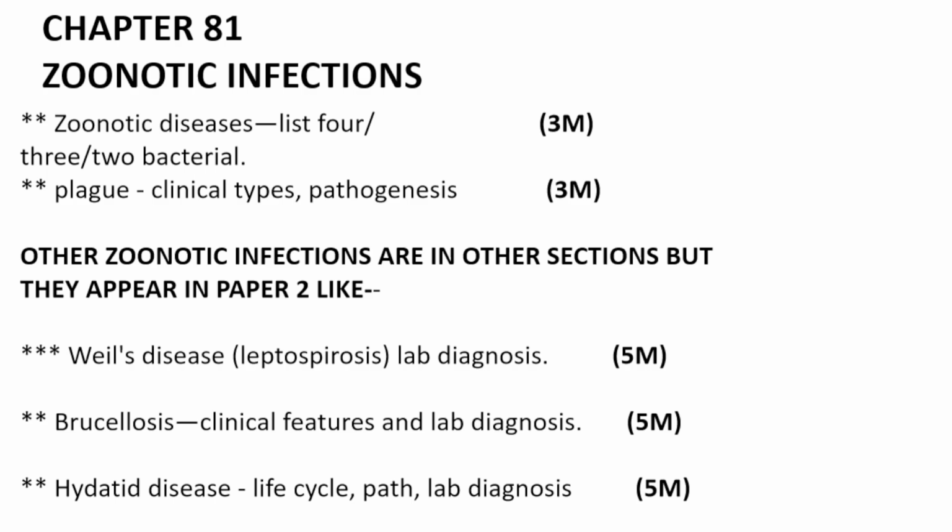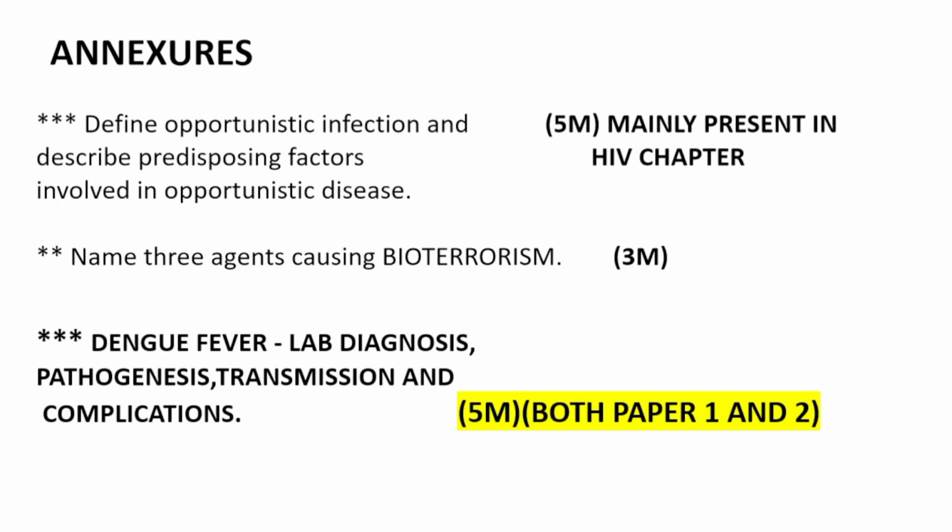The zoonotic infections in other sections also appear in Paper 2 only. Now we'll move on to the next chapter. So the last part, some questions have come from the Annexures part.